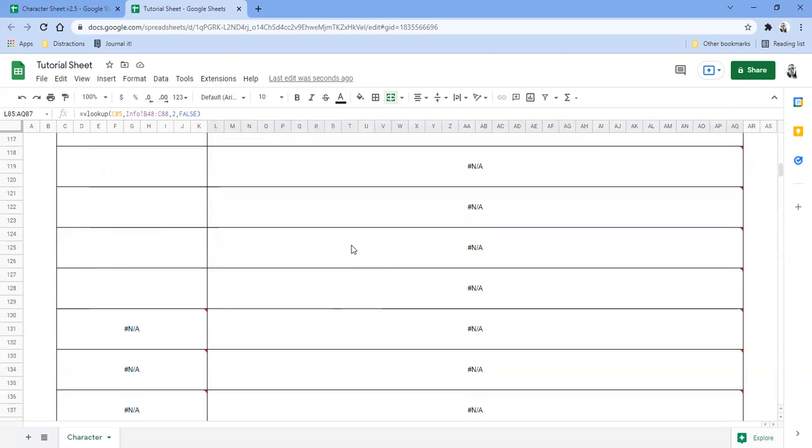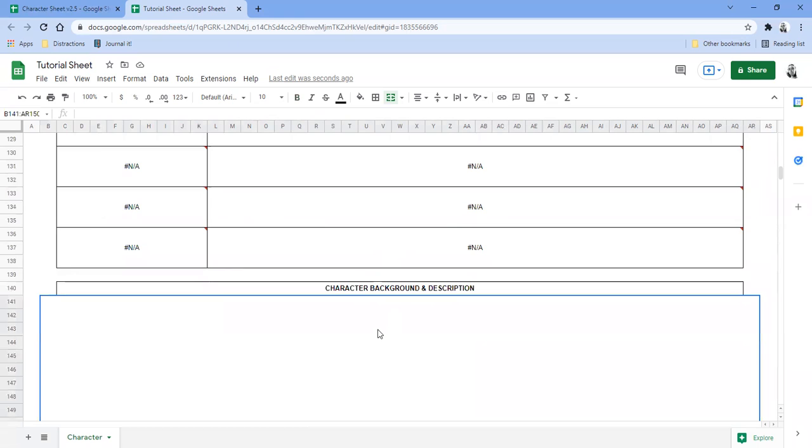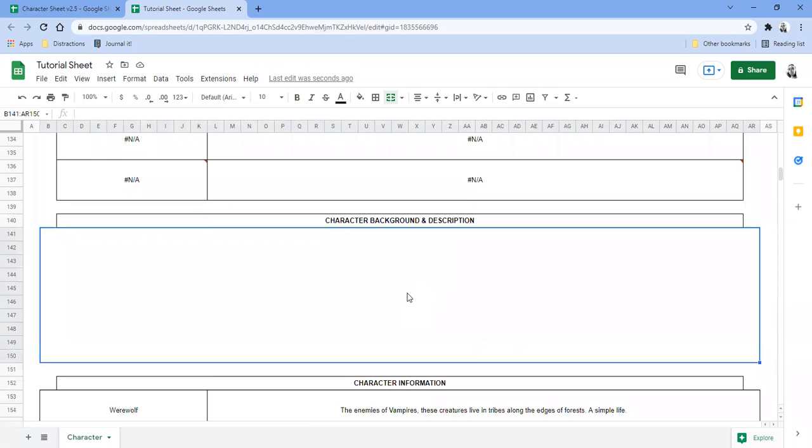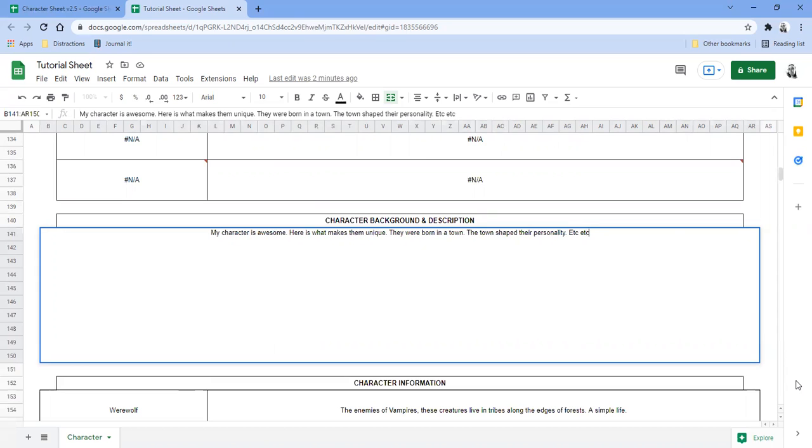And then these get filled when you are different things. So let's describe, let's leave this blank. This is really for you guys to say, my character is awesome. Here is what makes them unique. They were born in a town. The town shaped their personality, etc., etc. Okay, so just some background information.